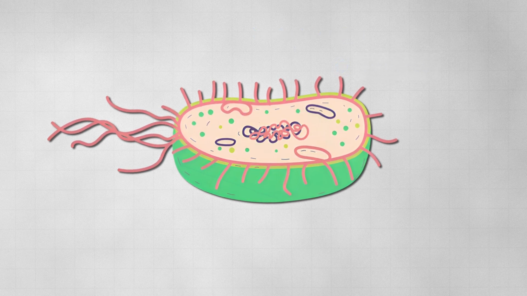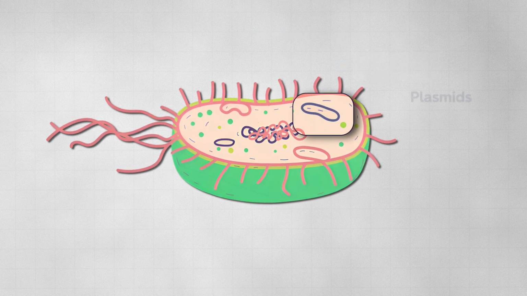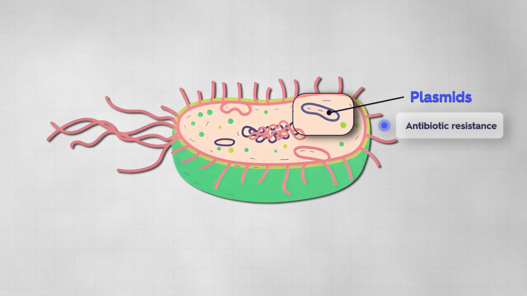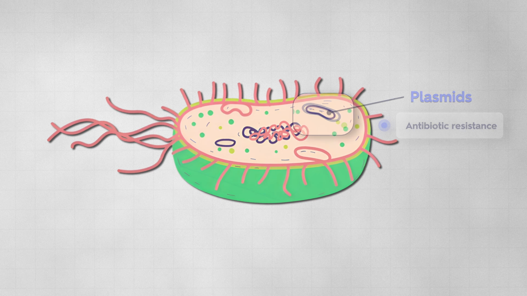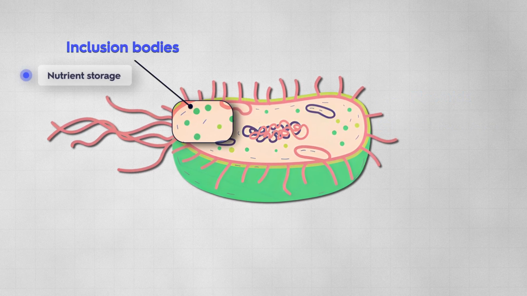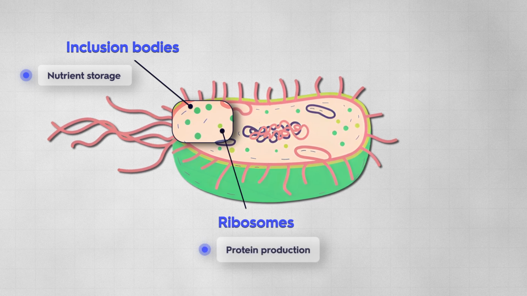Many prokaryotes also carry small circular DNA called plasmids, which often hold genes for antibiotic resistance or other special traits. Scattered throughout are inclusion bodies, the storage granules for nutrients, and thousands of tiny ribosomes, where proteins are made.